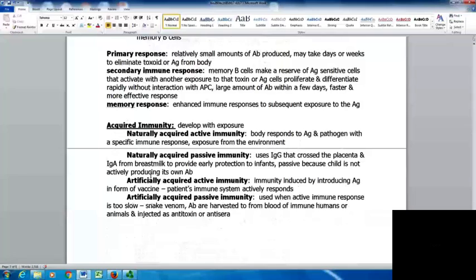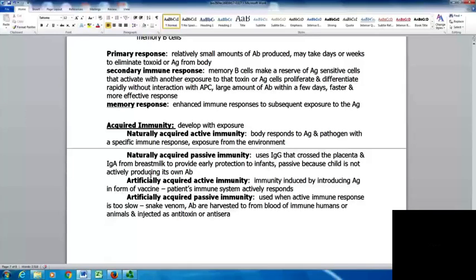Your primary response is going to generate relatively small amounts of antibody. It may take days or weeks to eliminate the toxoid or the antigen from the body. During the secondary immune response, your memory B cells are going to make a reserve of antigen-sensitive cells that will activate with another exposure to that toxin or antigen.